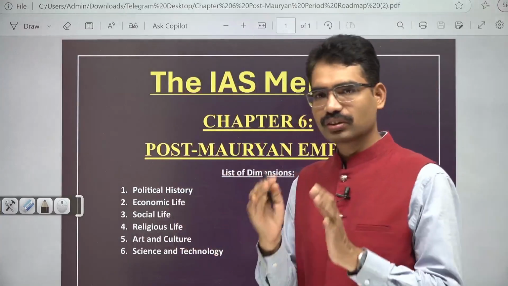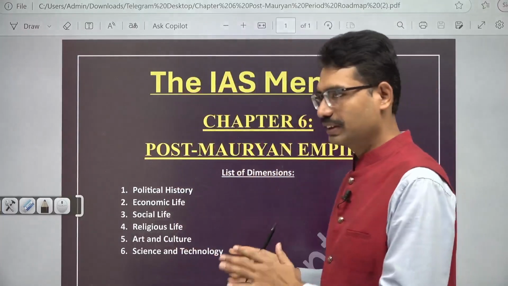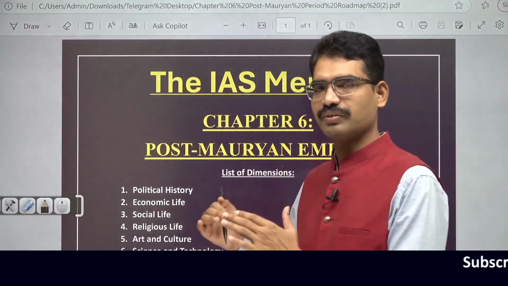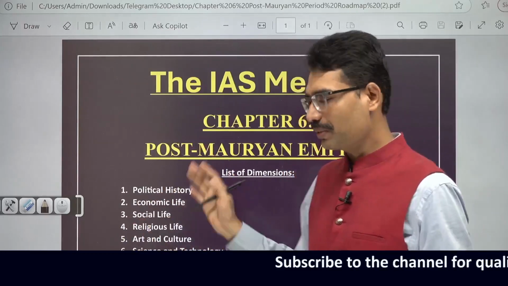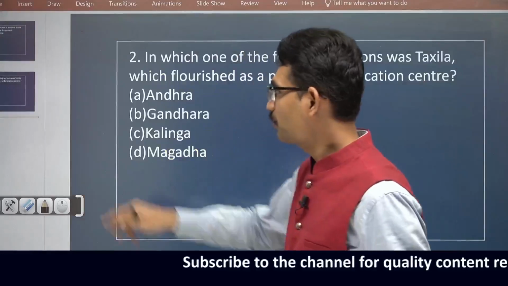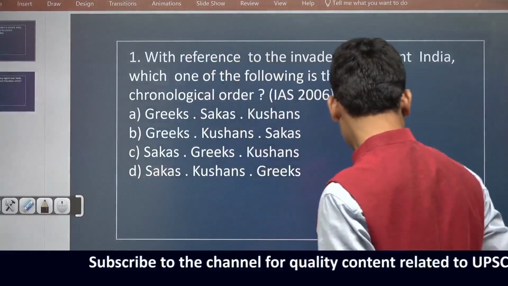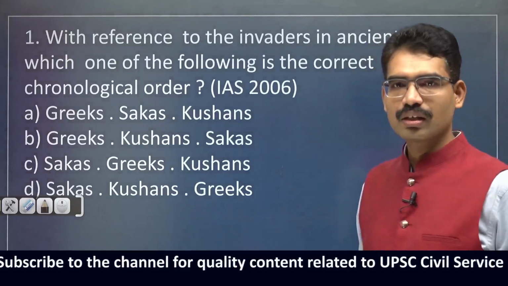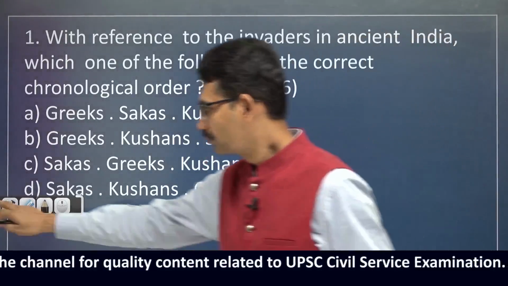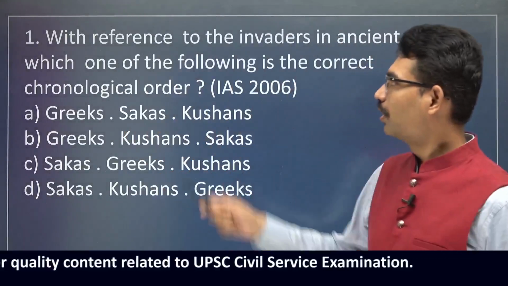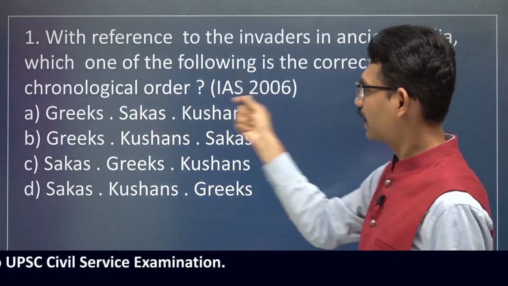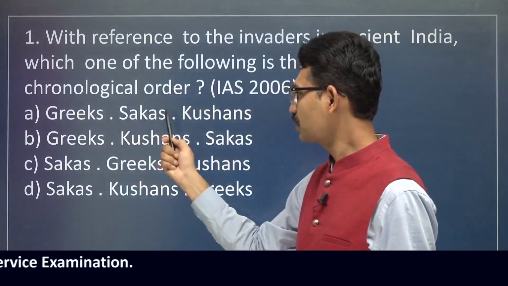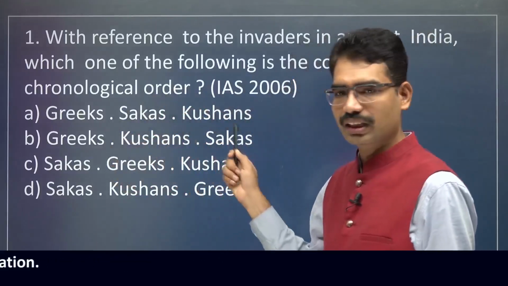In this video, till here, we have discussed the causes for the decline of the Mauryan Empire and the emergence of various kingdoms. Remember some of the facts. When it comes to practice, identify this one. See, this is how questions will come. It was already asked. With reference to the invaders in ancient India, which one of the following is the correct chronological order? Greek, Shaka, Kushana, or Greek, Kushana, Shakas.